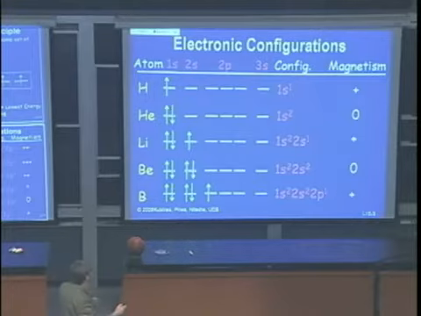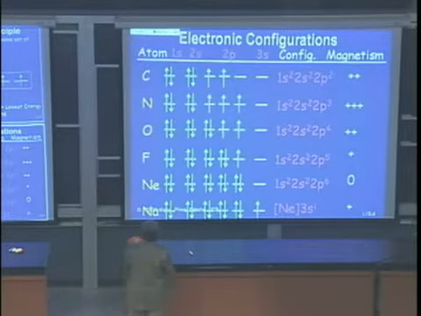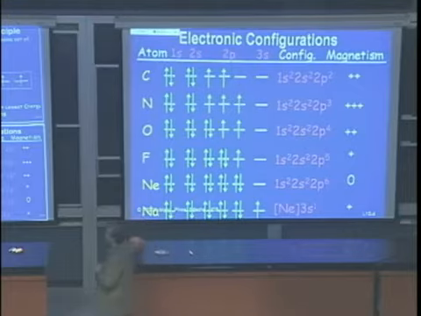All right, so boron has 1 unpaired electron. That would be paramagnetic. And now we come to carbon, element number 6.